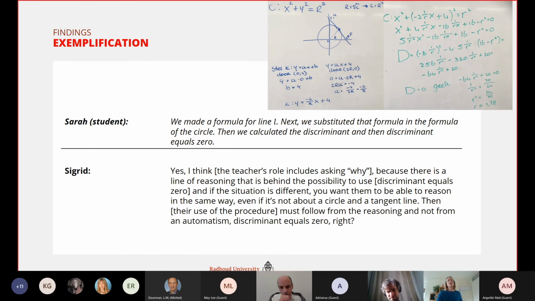Discriminant equals 0, right? So here, this teacher is taking her own way of thinking mathematically and using it as a model for what she wants to develop in her students, and a model for looking at what her student is doing. She's looking for signs of it. You can use your own thinking as a way to look at signs in your students' thinking, if that thinking is already there, if you know what I mean. So she uses her own way of thinking mathematically as an example for what she wants to see and wants to develop in her students.